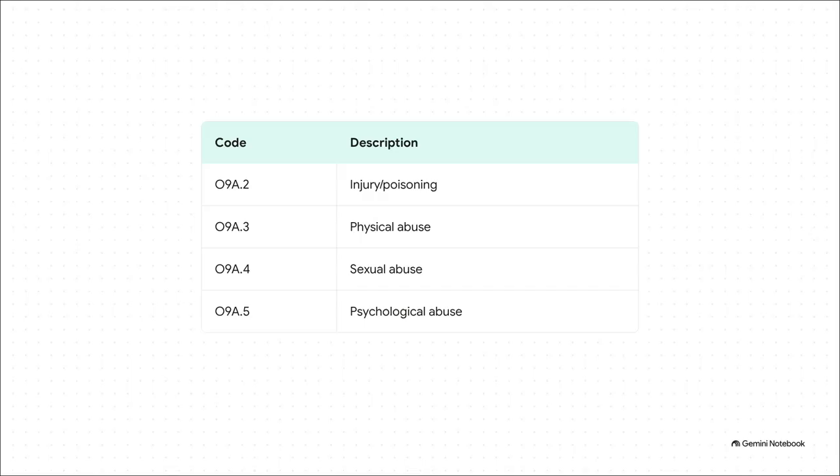Just take a look at how distinct these subcategories are. O9A.2 covers your general injury, poisoning, and consequences of external causes. But then the next three branch into highly specific types of abuse. You've got O9A.3 for physical, O9A.4 for sexual, and O9A.5 for psychological abuse. It's absolutely vital to accurately reflect the specific nature of the trauma as documented by the provider. You have to clearly distinguish an accidental injury from intentional abuse.